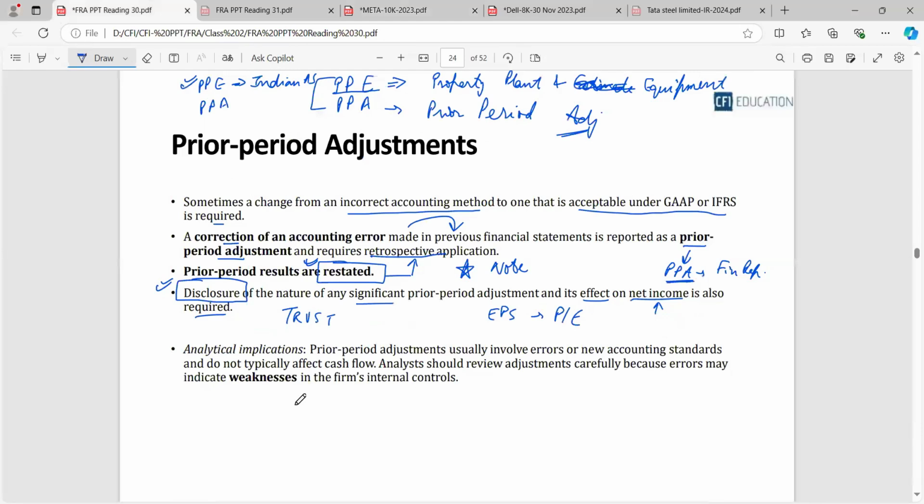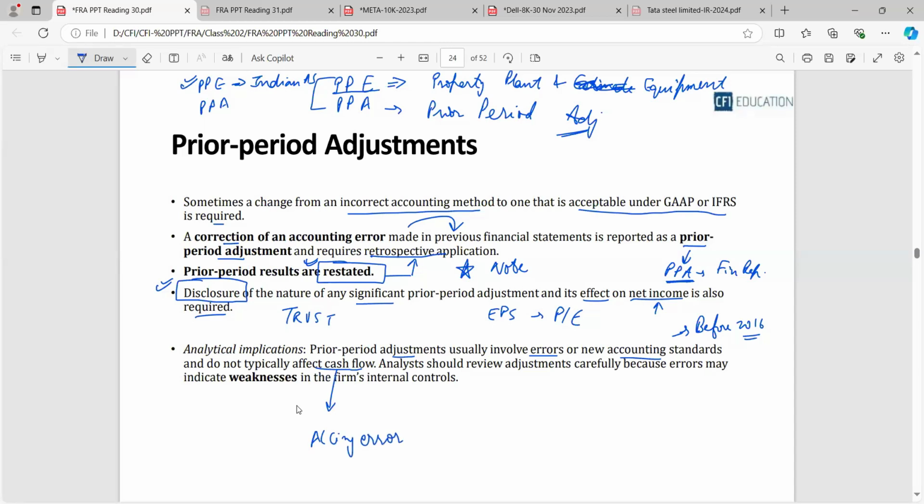And yes, the analytical implication says that prior period adjustments usually involve errors or new accounting standards. I told you in India, with the coming of NFRA, some accounting standards of ICAI got challenged, and even Indian accounting standards replaced the old accounting standards that were prevalent in India, let's say before 2016. The year was 2016 when we started Ind AS in India. And they typically do not affect cash flows, because it's an accounting error that you are correcting, not a cash flow error.